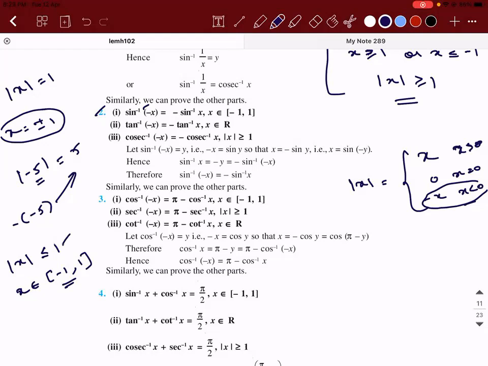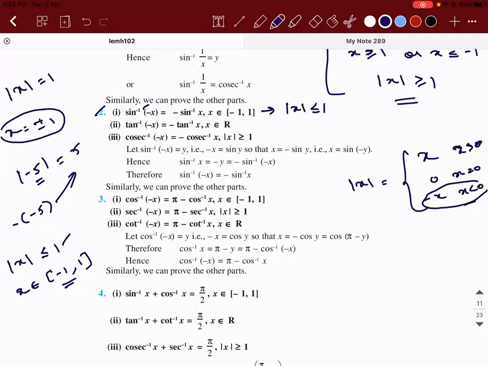You will take the values between -1 to 1. So what I'm trying to say is here you have x belongs to -1 to 1. This is the same as mod x is less than or equal to 1. There's another way of writing. So for example, mod x is less than or equal to 2.